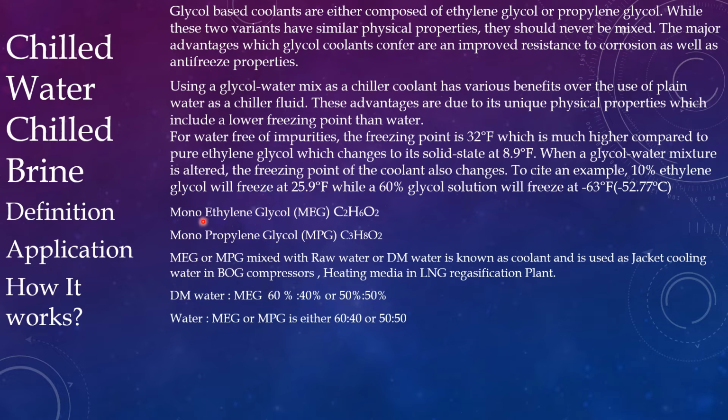Two types of glycol: monoethylene glycol, MEG, C2H6O2, and monopropylene glycol, MPG, C3H8O2. Both can be used, but both cannot be mixed together. MEG or MPG mixed with raw water or DM water based on the requirement is known as coolant. It is used as jacket cooling in boil-off gas compressors in LNG plants or LPG plants, and ethylene storage. It is also used as a heating media in LNG regasification plants. That is, MEG mixed with DM water is normally used in LNG regasification plants.